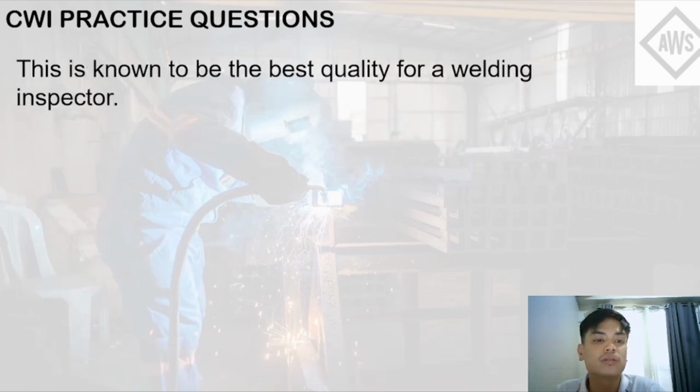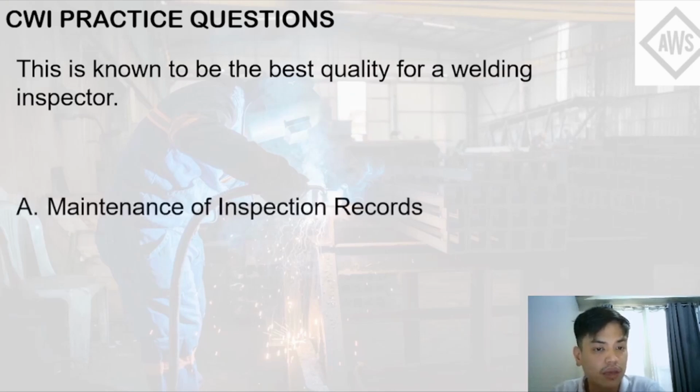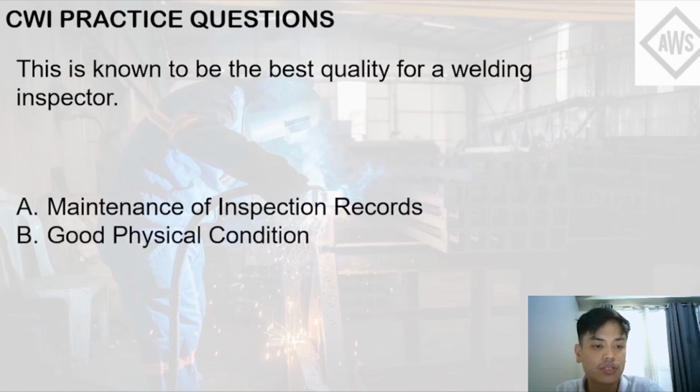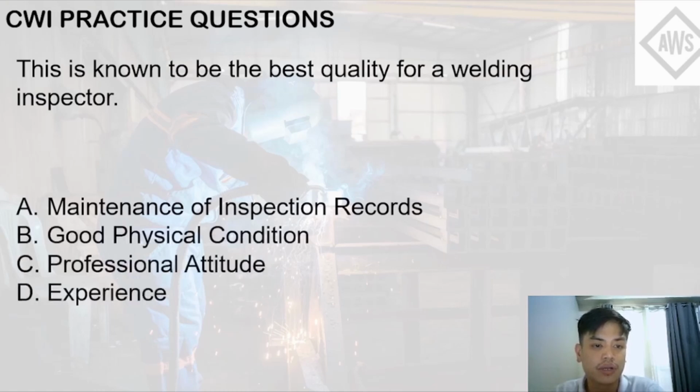So the next question is, this is known to be the best quality for a welding inspector. A, maintenance of inspection records. B, good physical condition. C, professional attitude. D, experience. So basically, all of these qualities of a welding inspector are good. So what is the best amongst all of them? Letter A, maintenance of inspection records.